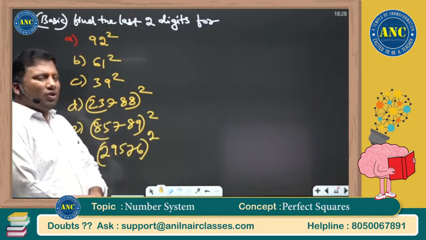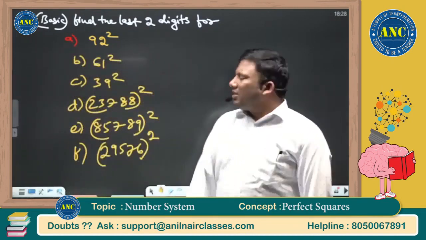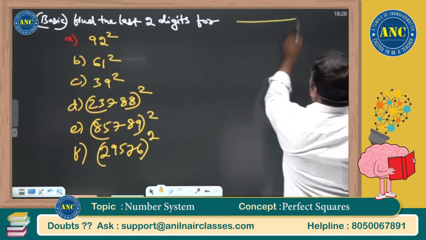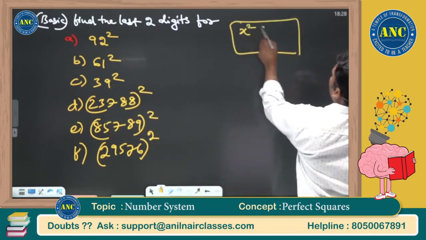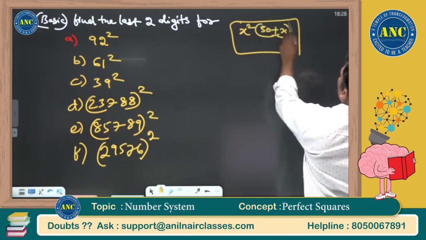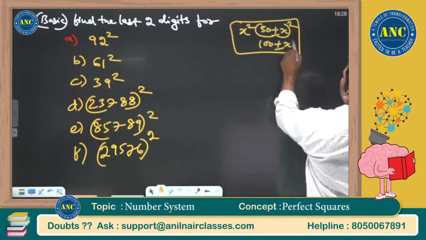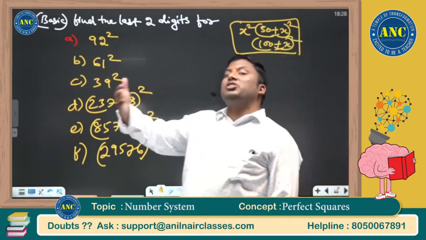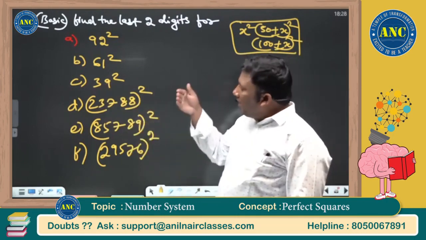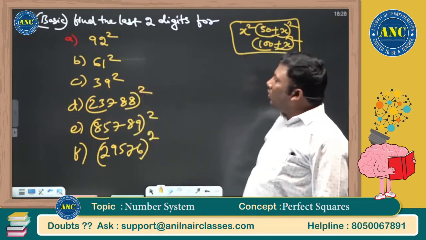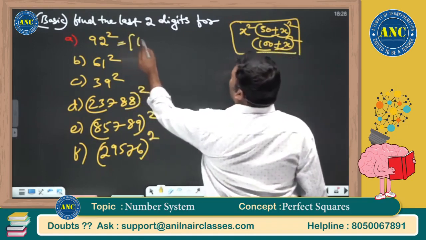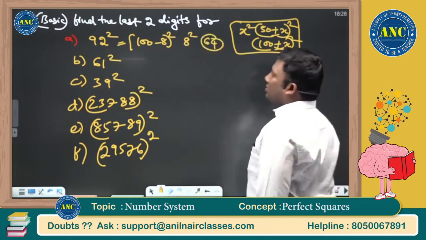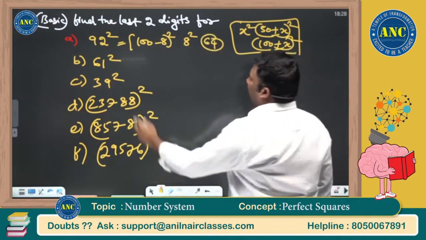These are all easy questions. Students who love solving mathematics based on numerical values will find all these questions easy. The concept is very simple. X square, 50 plus or minus x whole square, 100 plus or minus x whole square: the last 2 digits are the same. If the number is closer to 50, check how much it is more or less. If closer to 100, check how much it is more or less. 92 is 100 minus 8, so 8 square is 64. First answer is 64.